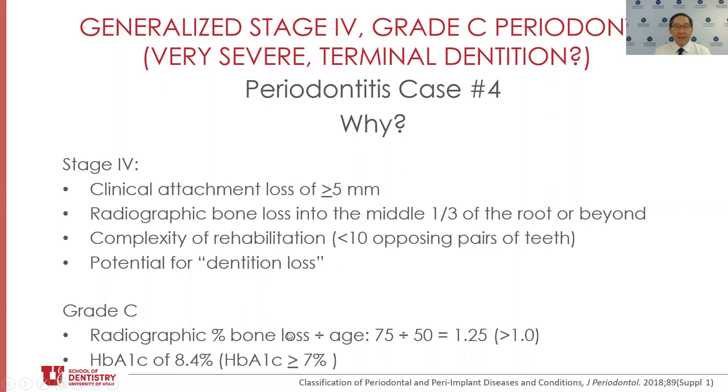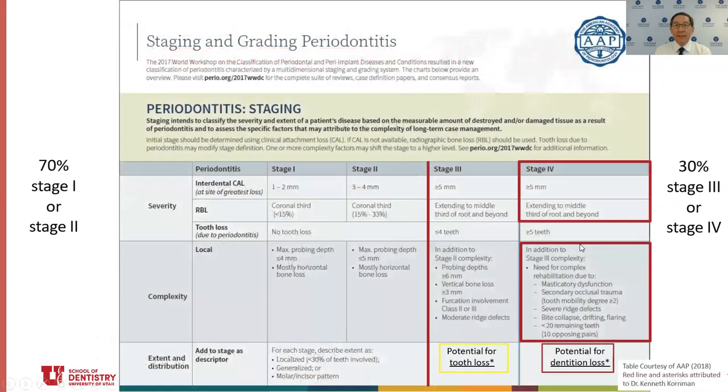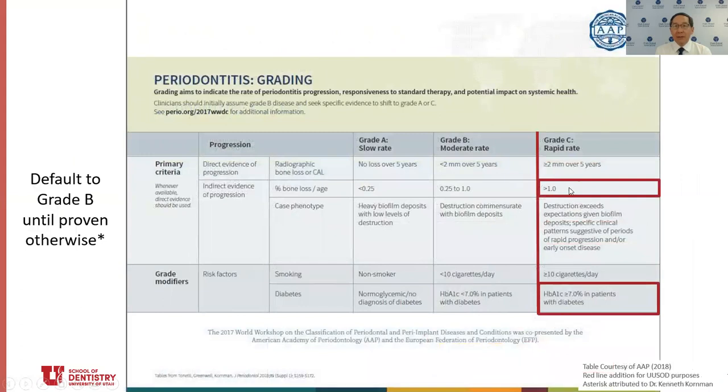And the indirect method of percent bone loss divided by age: 75% bone loss divided by 50, 1.25. That's more than the 1.0 ratio. And in this patient, she is an uncontrolled diabetic, with an HbA1c of more than 7. So that is why this patient falls into this stage and grade. So clinical parameters, radiographic parameters, number of teeth, unable to eat well with the few teeth that remain, and the ratio definitely over 1, and a patient who has a systemic risk with uncontrolled diabetes that allows the patient to lose their periodontal attachment much more into the future.